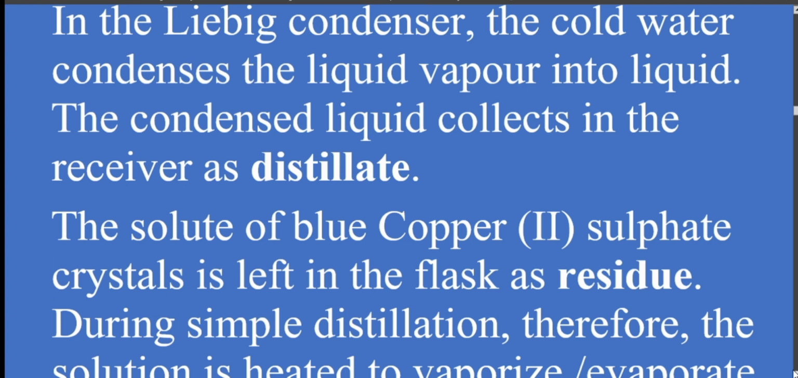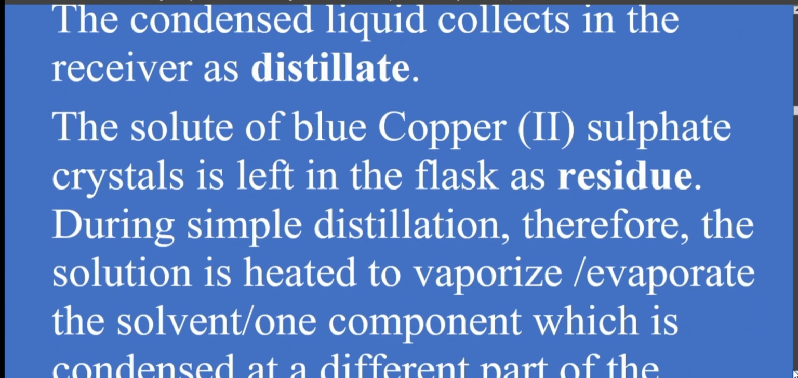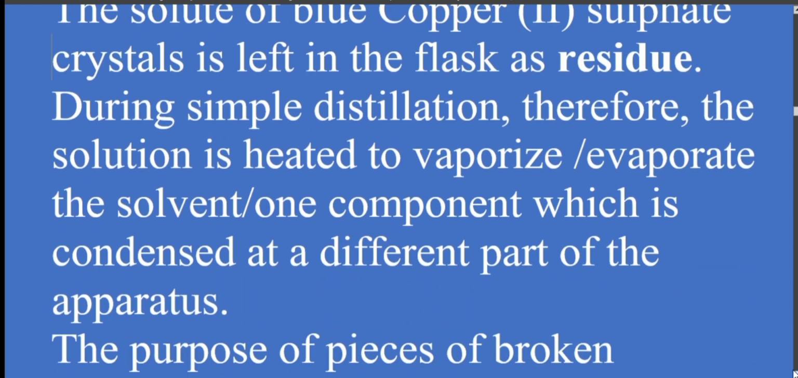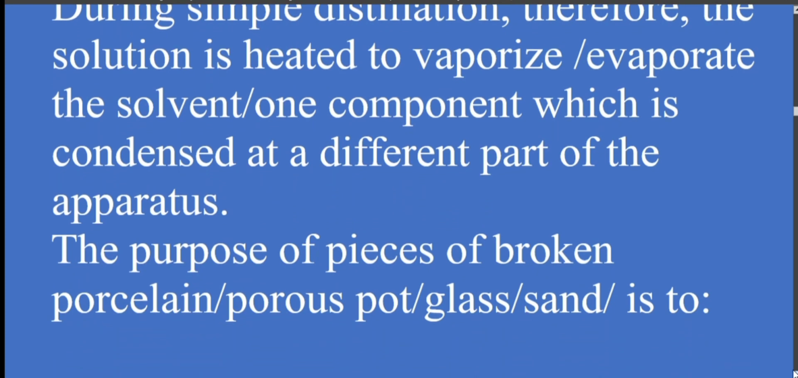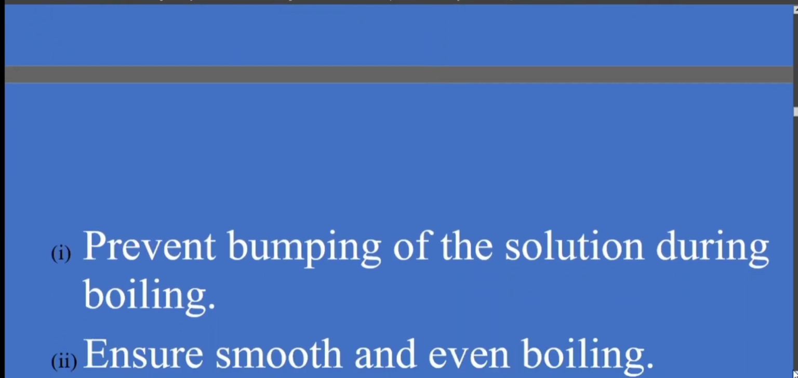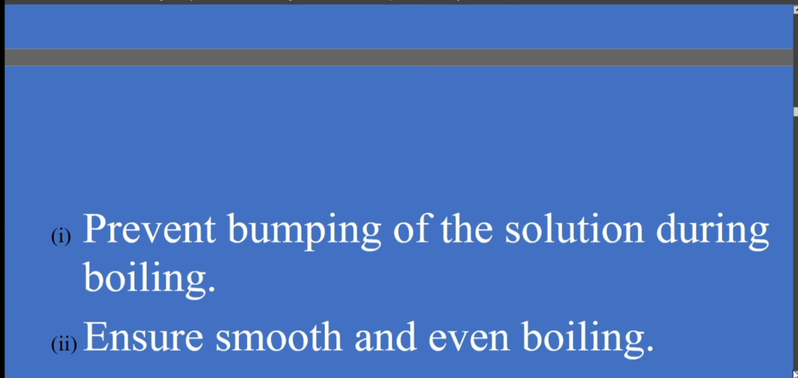During simple distillation, therefore, the solution is heated to vaporize the solvent, or the one component, which is condensed at a different part of the apparatus. What is the purpose of pieces of broken porcelain, porous pot, glass or sand used inside the flask that we are heating? They prevent bumping of the solution during boiling and ensure smooth and even boiling.